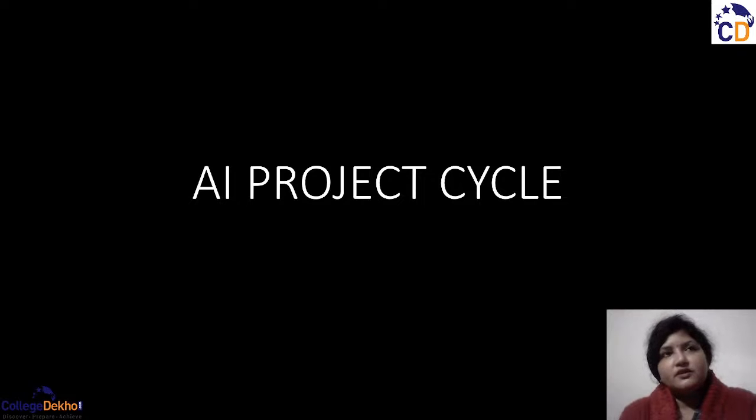Today's session is on AI project cycle. What is AI project cycle? It is artificial intelligence project cycle. How we are building software that is AI enabled, and what are the different steps that need to be taken while building AI software, right? So let us begin with the session.